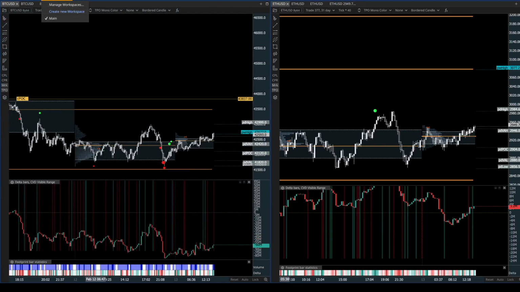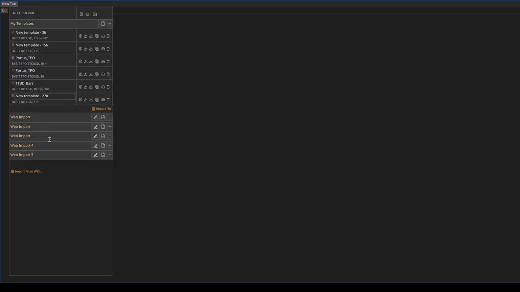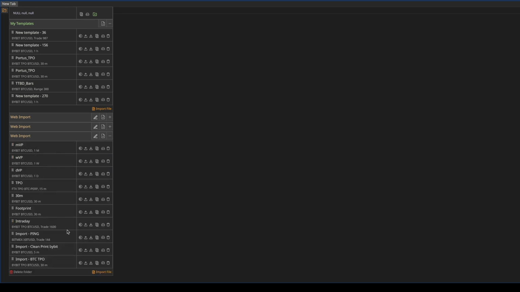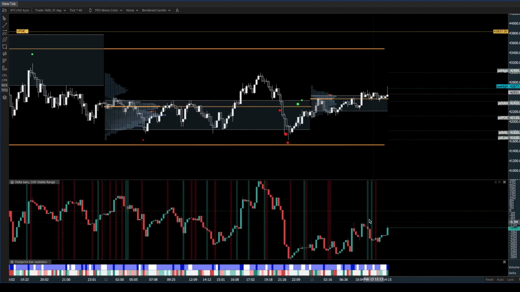So what you want to do, first of all, let me run you quickly through the platform. If you click here on the workspace, you can create a new workspace. Then you will be adding the charts from the templates that I provided you. Mine is a little bit messy, but you will add your intraday chart, and I will just do it for BTC.